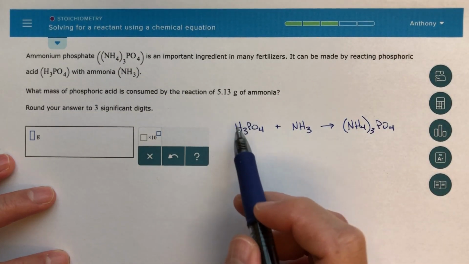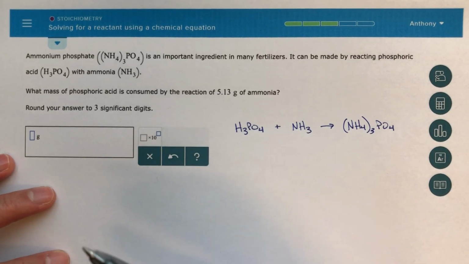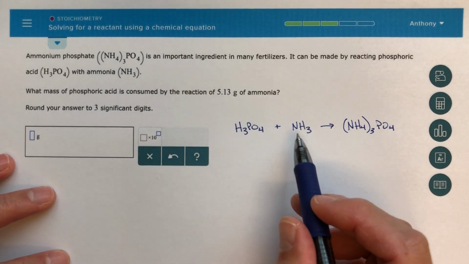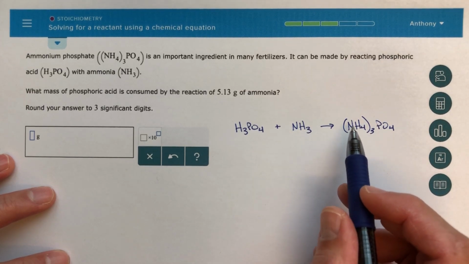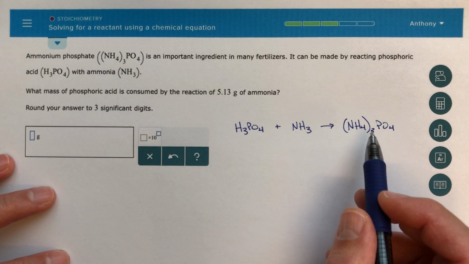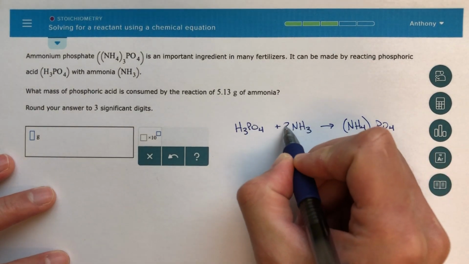Typically, I would start with the hydrogen. Since I've got hydrogen showing up in multiple places, I would actually skip that. So I would go directly to this nitrogen. I would balance the nitrogen. So I see that I've got 3 nitrogens on this side. So this NH4 with a 3, that means I've got 3 of these pieces. So I'm going to put a 3 here.